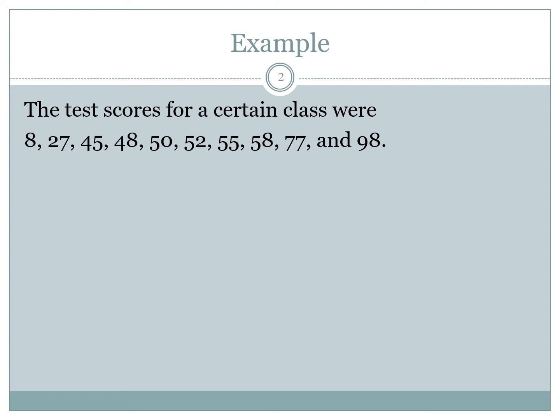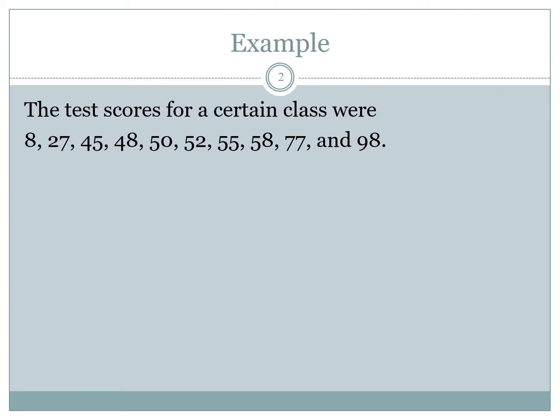The test scores for a certain class were 8, 27, 45. You know what? I want you to write these down. So write down 8, 27, 45, 48, 50, 52, 55, 58, 57, and 98. Now these are already in ascending order.